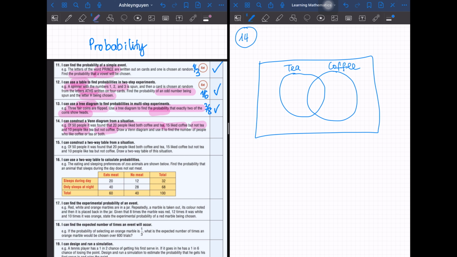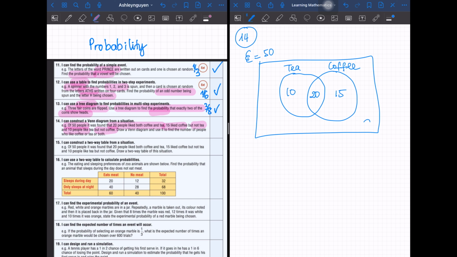Reading again. 50 people in the survey, the universe is equal to 50. 20 people like both tea and coffee, the intersection part here. 15 people like coffee, not tea, 15 there. 10 people like tea, not coffee.